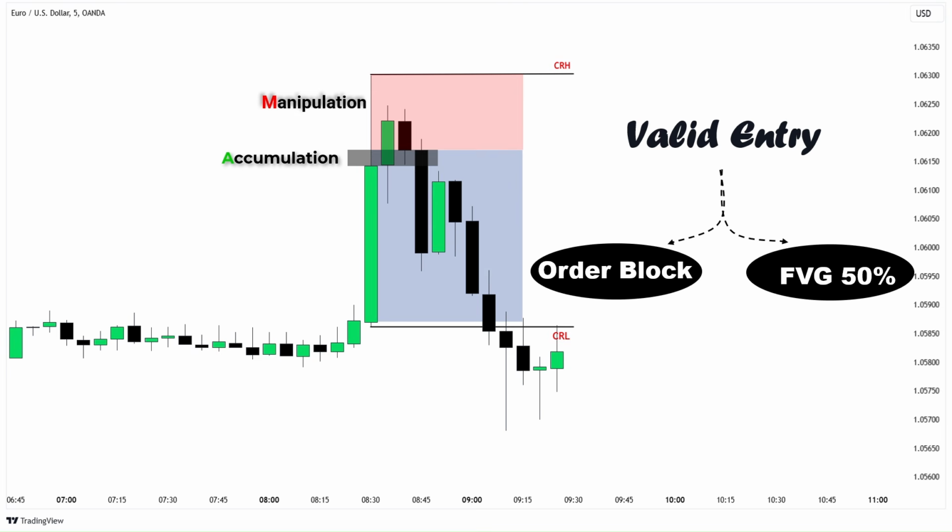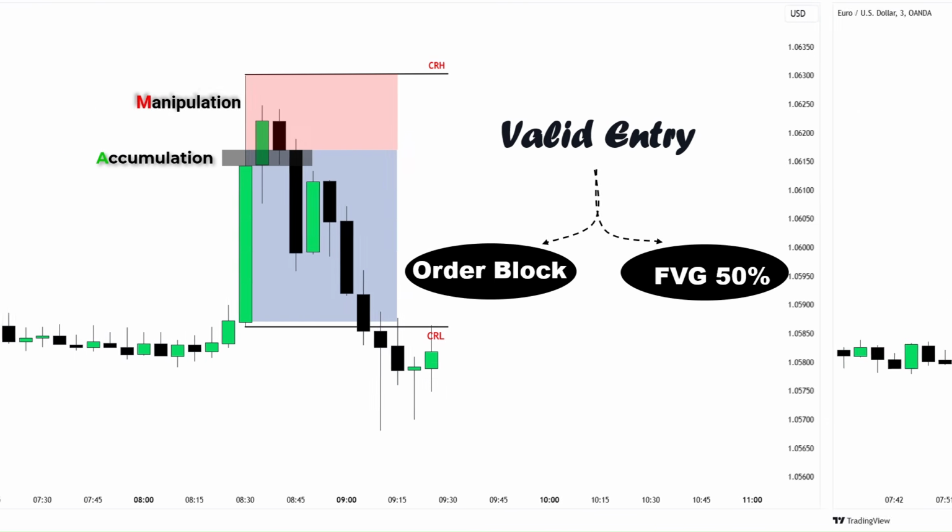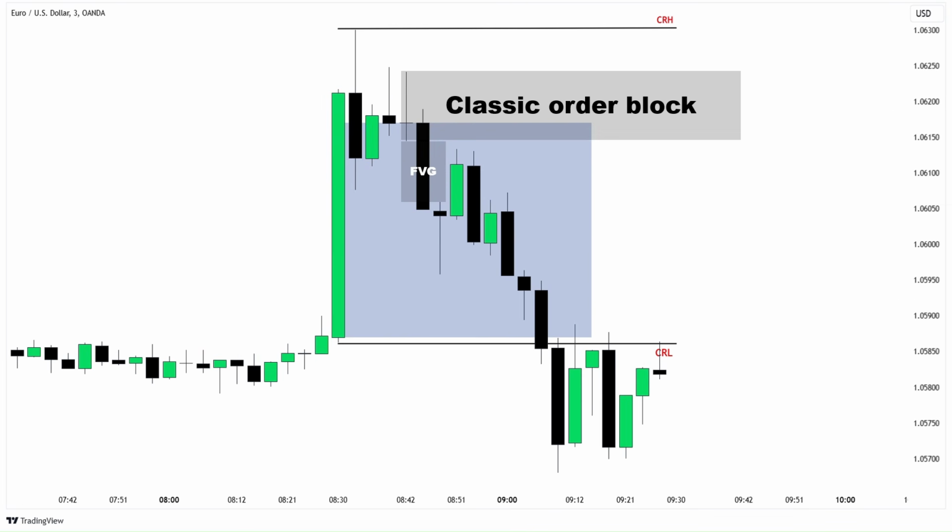However, on the 5-minute chart, no entry signal appears. To refine our analysis, we check a lower time frame. On the 3-minute chart, we find a classic order block, validated by a fair value gap. Unfortunately, the price moves away without activating our order, leaving this golden opportunity without profit.